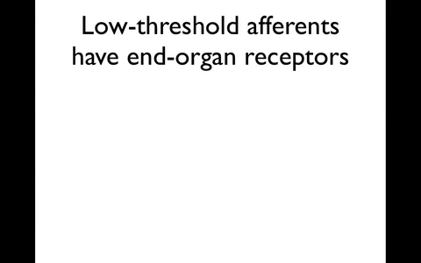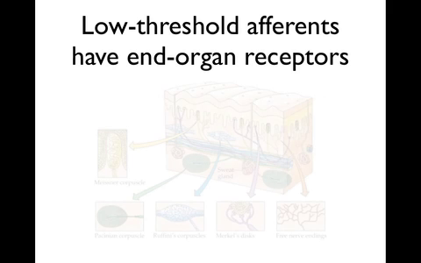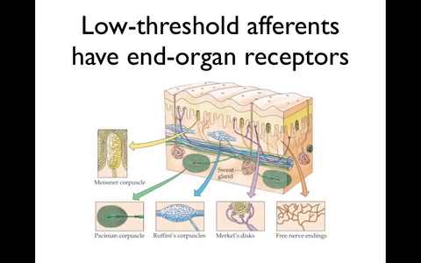So if we take a look at low threshold afferents for a minute, these are the A beta ones we just talked about, we'll see that they have end organ receptors. Okay, so their A beta nerves will go into a complex end organ receptor, which is made up of separate cells or numerous cells, depending on its construct.